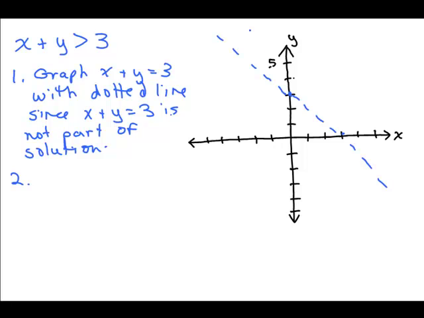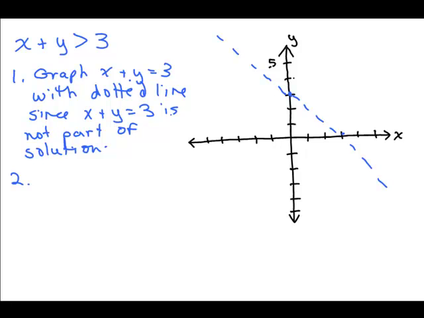All right, here's my dotted line. That's x plus y equals 3. It's not part of the solution, so I used a dotted line. I happen to use the x and y intercept method. I plugged in 0 for x and found out y was 3, so I got this ordered pair, and then I put in 0 for y and got x is 3 and got this ordered pair. But you could do any method you want.